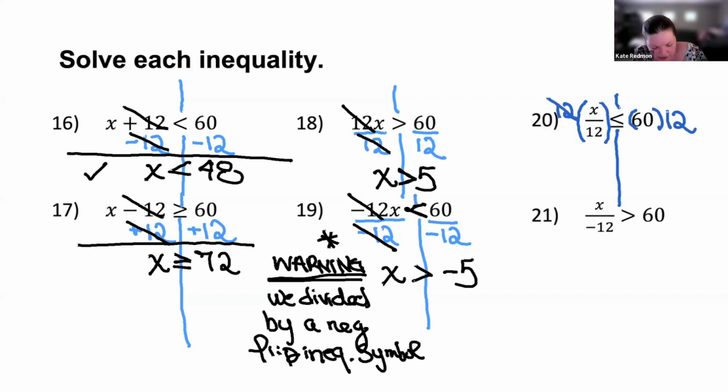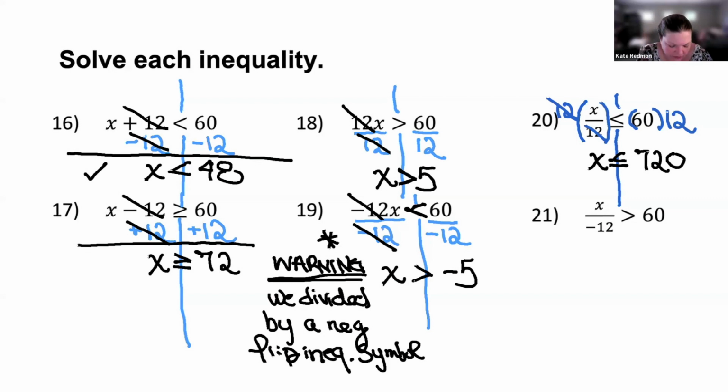So multiplying and dividing by 12 are opposites. They cancel. X is alone just like I wanted. Yeah, I multiplied, but it was by a positive number, so it's not going to affect the inequality symbol. And 60 times 12 is 720. So what would x have to be in order to make the original inequality true? Anything less than or equal to 720 would do it.